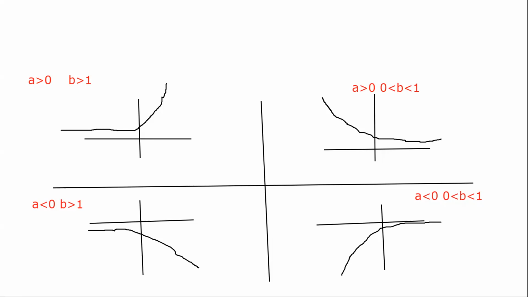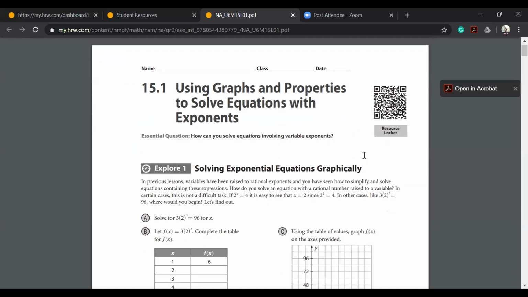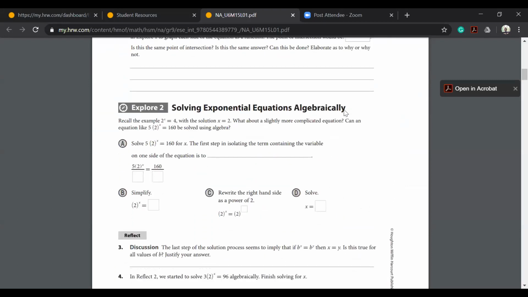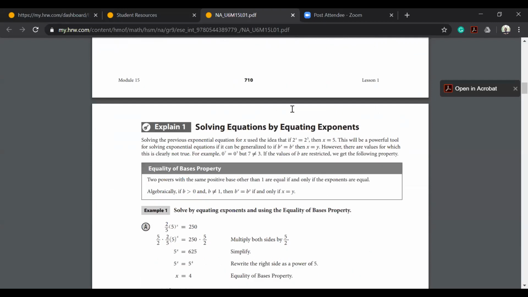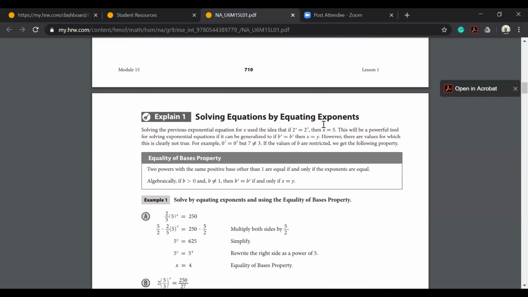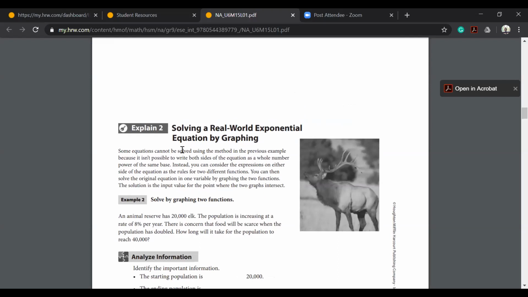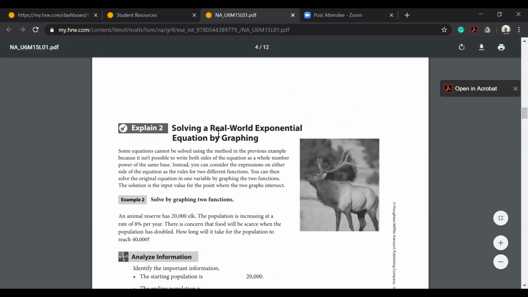And then in this lesson we took 4 things. First of all, there was solving exponential equations. I told you solving exponential equations can be done in 2 ways, either graphically or algebraically. This was the first part of the lesson. And then the last part was using the graphing calculator to solve a real-world exponential equation by graphing, as we are going to be using now.